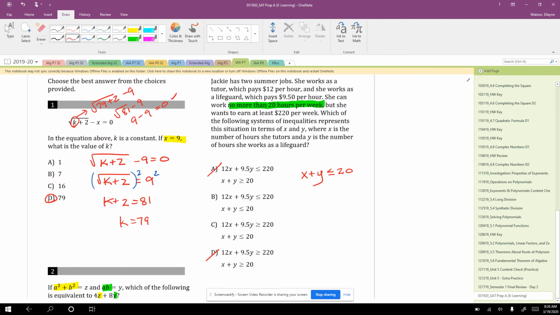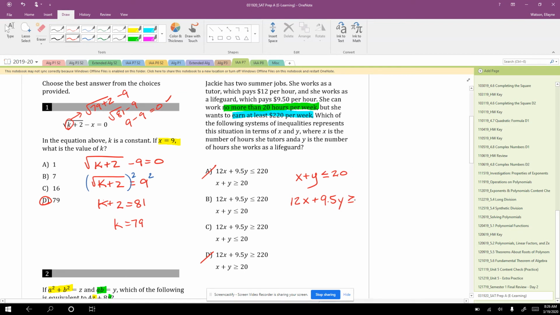It says that tutoring pays $12 an hour, so $12 times the number of hours she tutors. Lifeguarding pays $9.50 an hour, so 9.5 times the number of hours she lifeguards. And this time she wants to earn at least $220 per week, so greater than or equal to 220. So our answer here is going to be C.